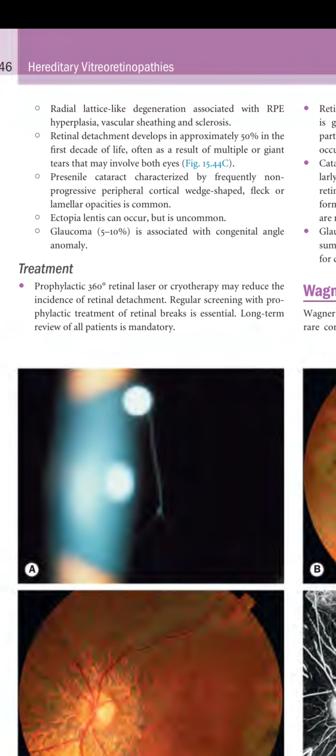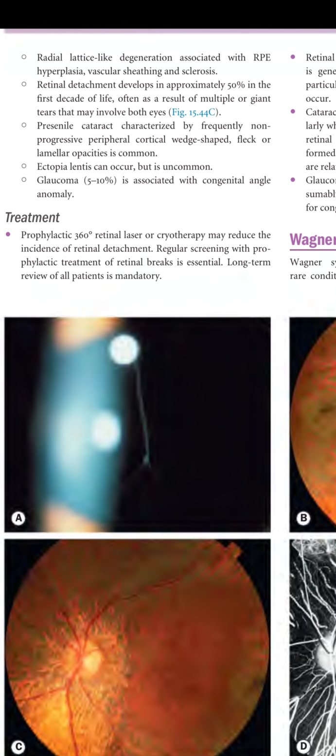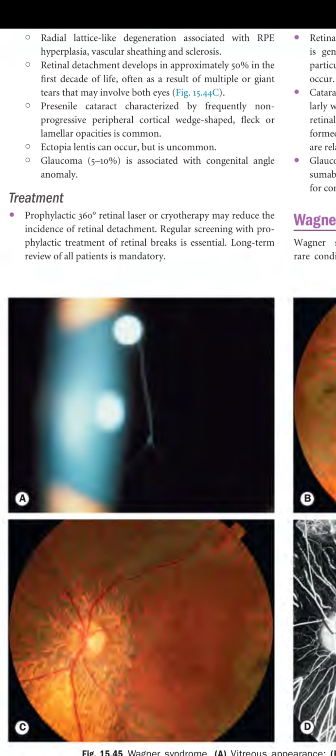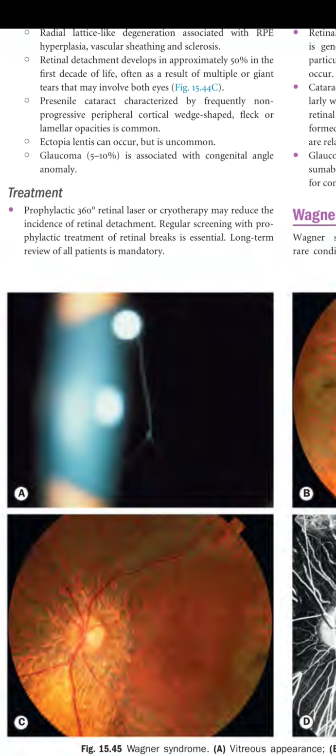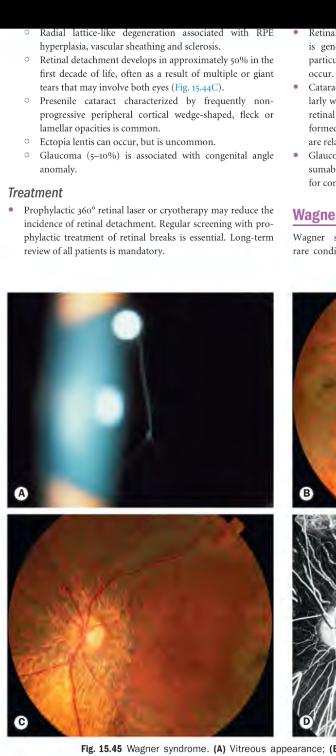So treatment consists of prophylactic 360-degree laser, retinal laser, or cryotherapy, which may reduce the incidence of retinal detachment. Regular screening with prophylactic treatment of retinal breaks is essential. So you can do prophylactic 360-degree laser in a case of high myopia to prevent the incidence of retinal detachment. And you can do regular screening with prophylactic treatment of retinal breaks. Long-term review of all the patients is mandatory.